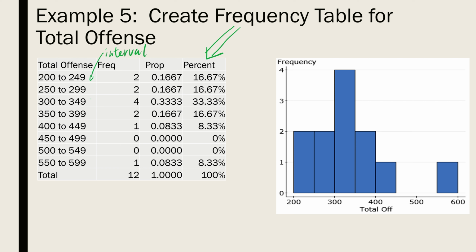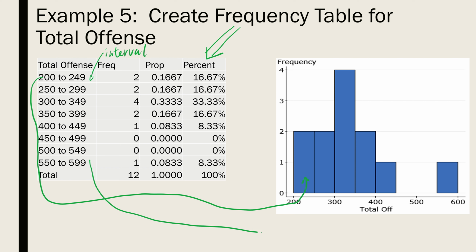The first interval is shown in the graphic here, and the last interval, which is 550 to 599, is shown here. The height of each bar is controlled by the number of frequency.